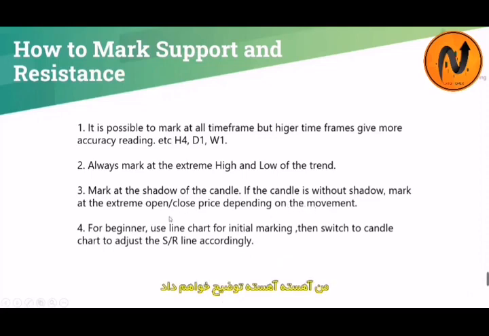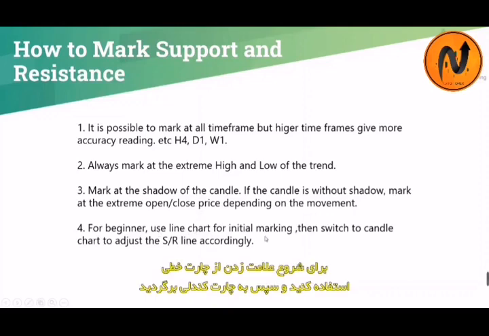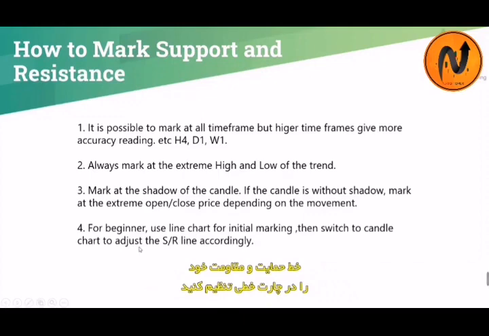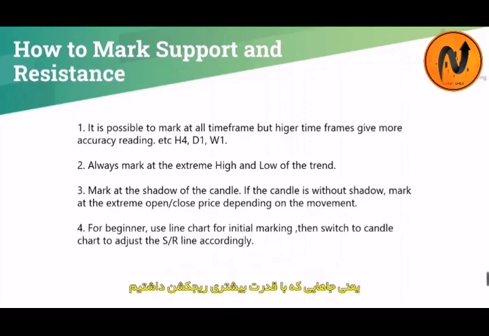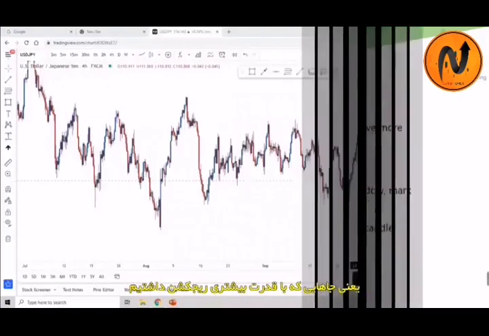I'm going to explain slowly. So for beginners, or for those that are unsure what's happening, all right, use the line chart. We have a lot of types of charts. We have the bar chart, the candlestick chart, and the line chart. Use the line chart for initial marking, then switch to the candle chart to adjust your support and resistance lines accordingly. So what are you looking for in a line chart? You are looking for a V shape or an A shape. All right, a V shape or an A shape. That is where the price rejects the strongest.